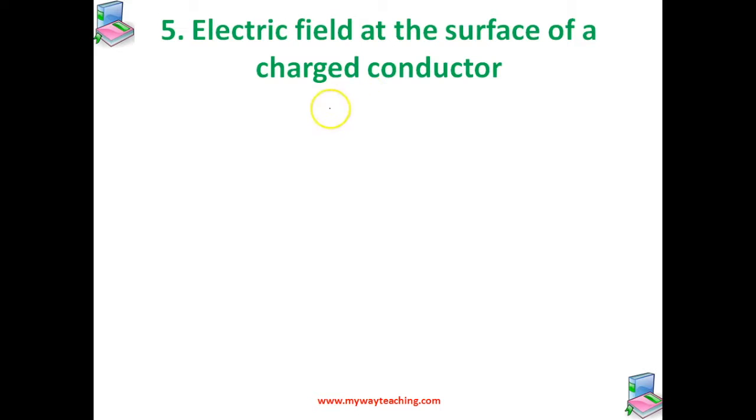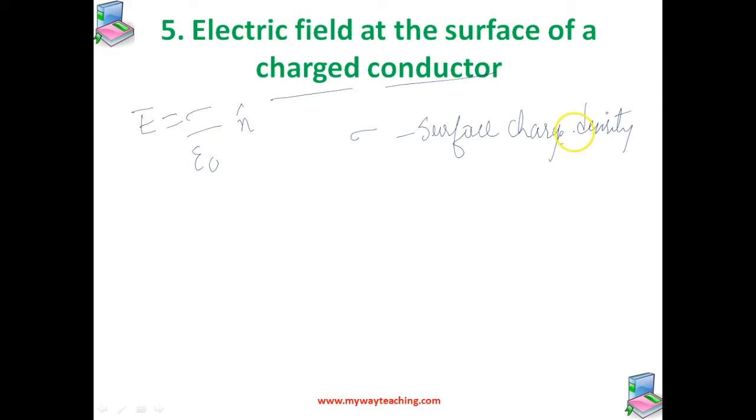And the fifth important point is the electric field at the surface of a charged conductor. See, E is equal to sigma by epsilon naught into n cap, where sigma is the surface charge density and n cap is a unit vector normal to the surface in the outward direction.